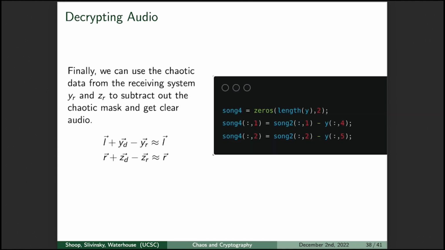To decrypt the audio, we can use the chaotic data from the receiving system to remove the mask. We subtract YR and ZR from the masked and unscaled audio data, which should leave us with the original audio sample. This shows the coupling in our dynamical system. We are able to remove the noise generated by the driver system with the noise generated by the receiving system. Here is a snippet of the unmasked audio.